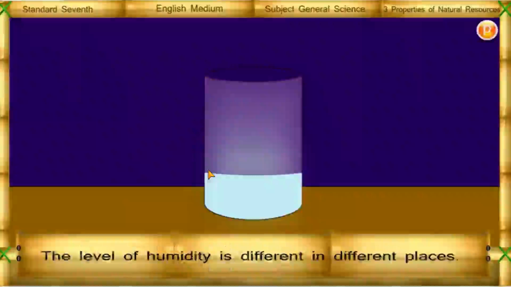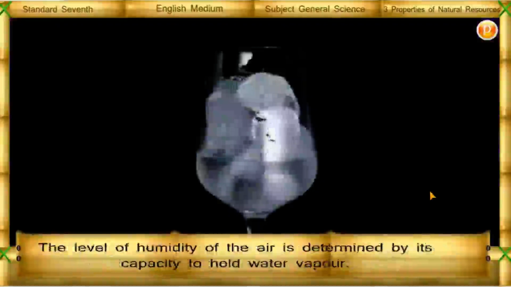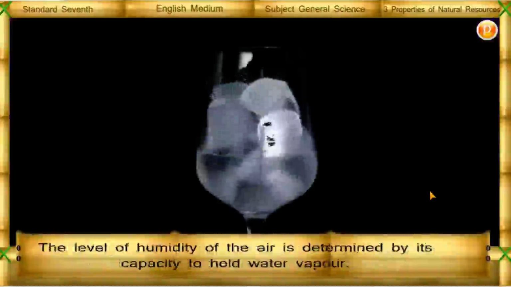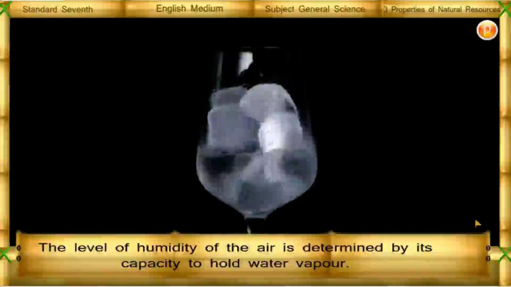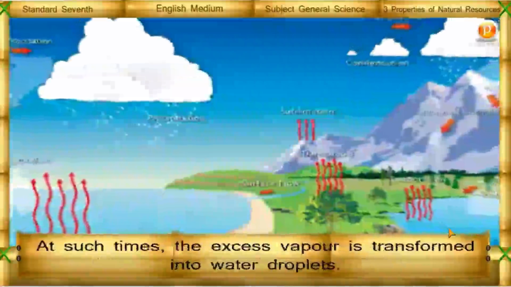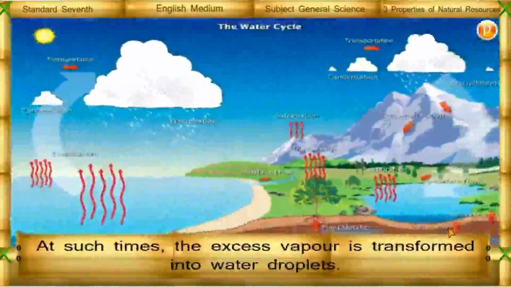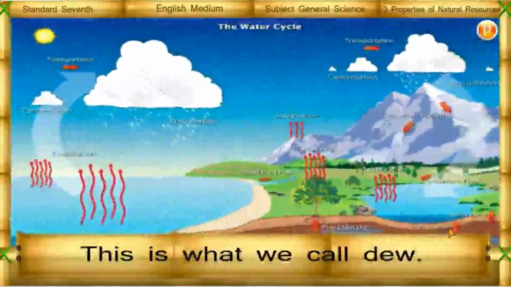The level of humidity is different in different places. Similarly, the humidity levels also change from time to time during the period of a single day. The level of humidity of the air is determined by its capacity to hold water vapor. During the night or at dawn, when the temperature of air is low, its capacity to hold vapor is less. At such times, the excess vapor is transformed into water droplets. This is what we call dew.